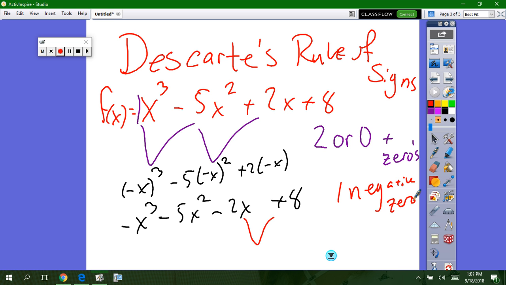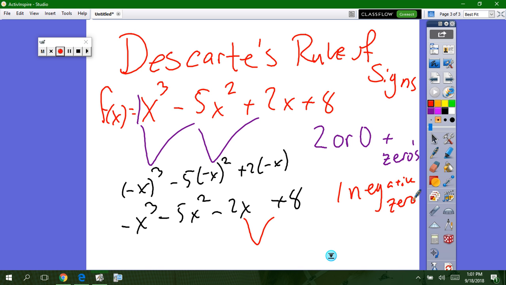Descartes' rule of signs tells us the possibility of zeros, whether they're positive or negative. Now, what is that 0 doing there? What did we end up with? We ended up with 2 positive and 1 negative. Didn't that add up to be 3? Yes, no? 2 positive, 1 negative, that's 3 total zeros.